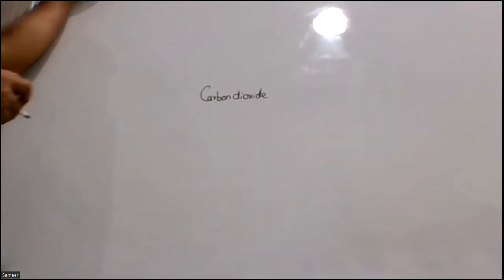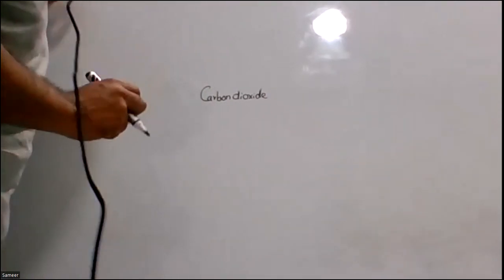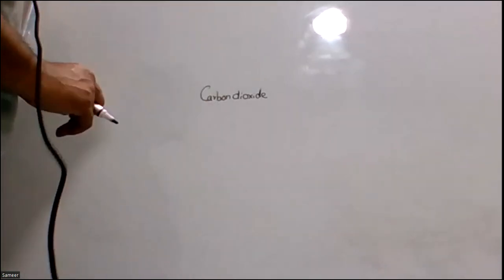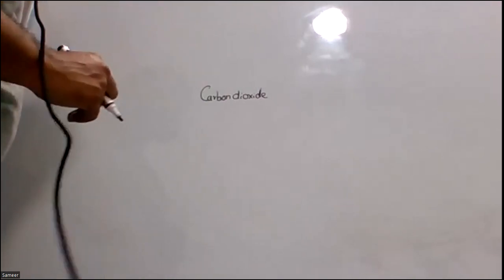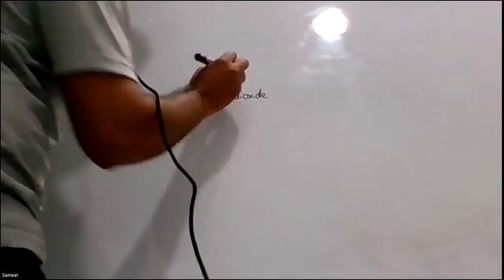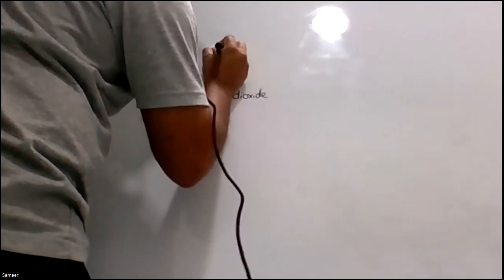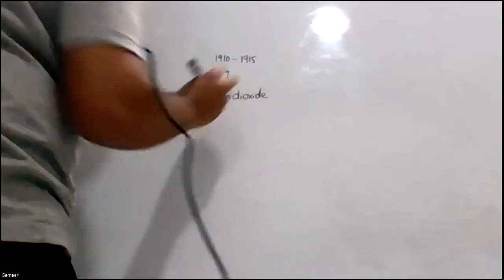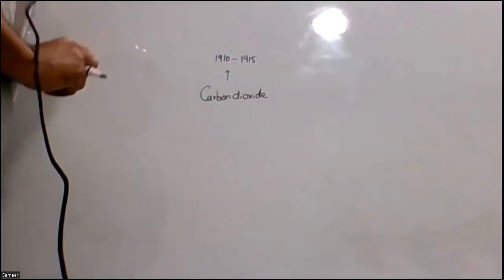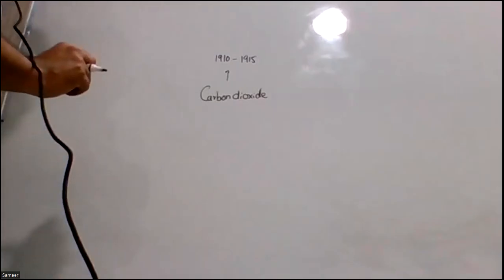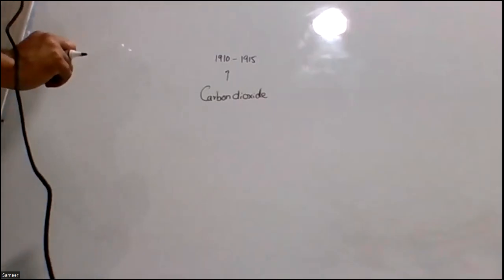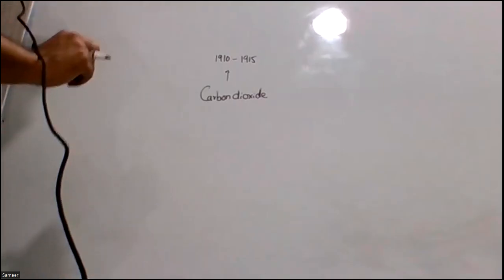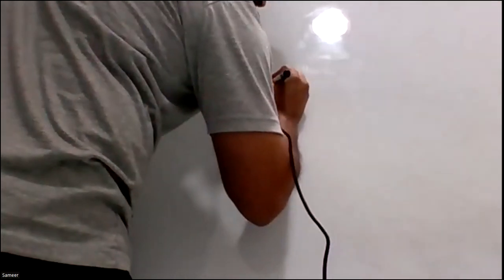Carbon dioxide systems, the first important thing about them is that they have been used for nearly 100 years, more than 100 years even. The first system was installed in Europe between 1910 and 1915. Carbon dioxide system is very effective in providing extinguishment because it serves two very important purposes.